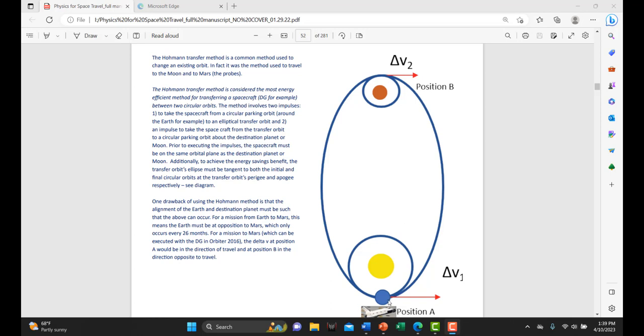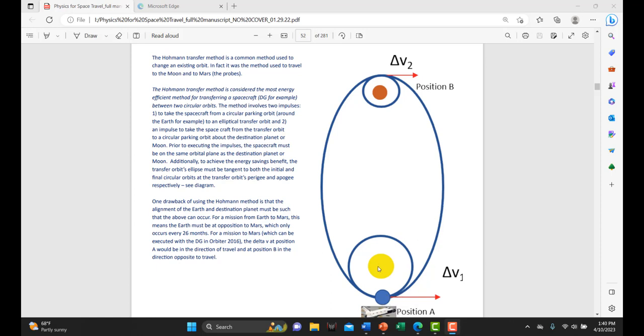So you want to go from Earth to Mars. Let's say here's your spacecraft. Well, we're already in a circular orbit, approximately, about the sun. So you would fire prograde thrust at this point here, okay, and enter into an elliptical transfer orbit.